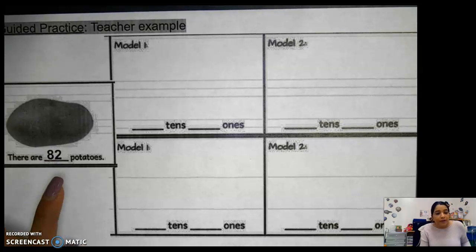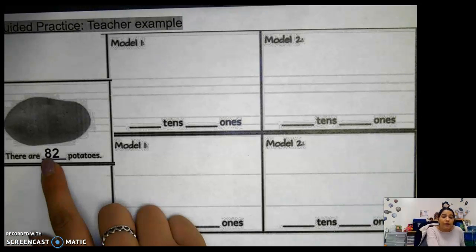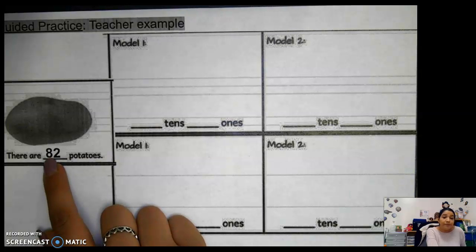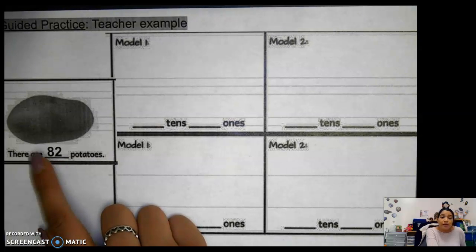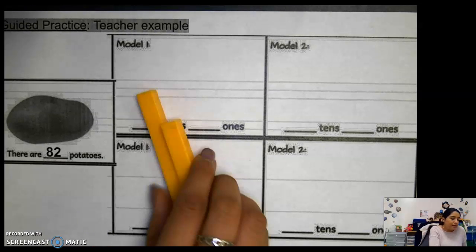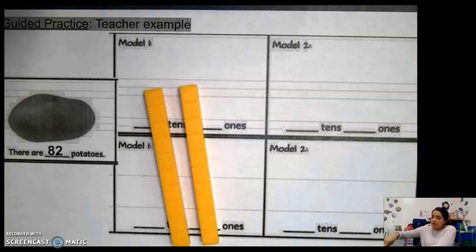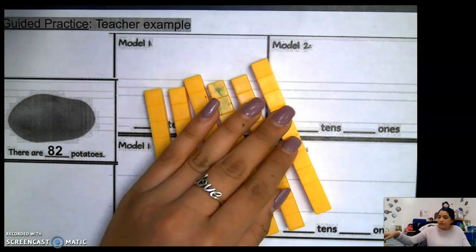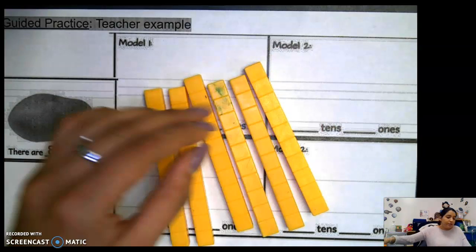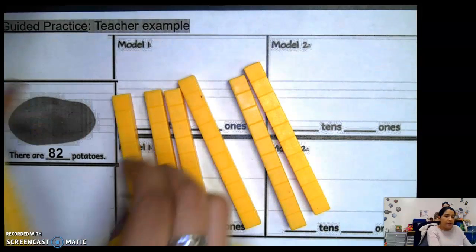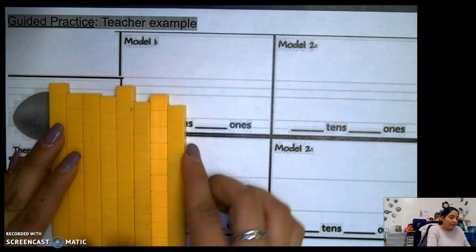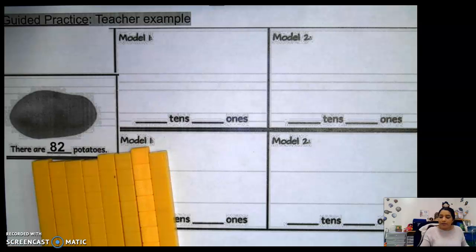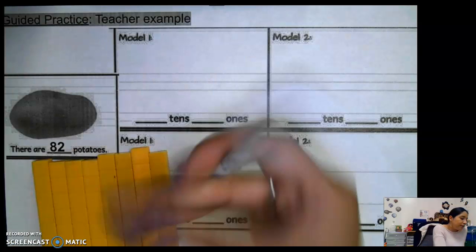If I look at my number 82, I can look at the first digit, and it tells me that I can have 8 tens. So let me get 8 ten blocks. 1, 2, 3, 4, 5, 6, 7, 8. So I can have 8 base 10 blocks. So I'm going to go ahead and draw 8 on my model.